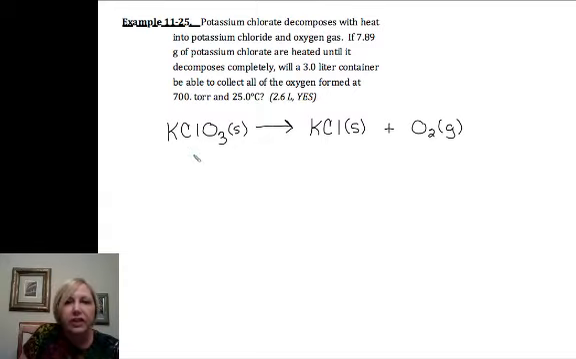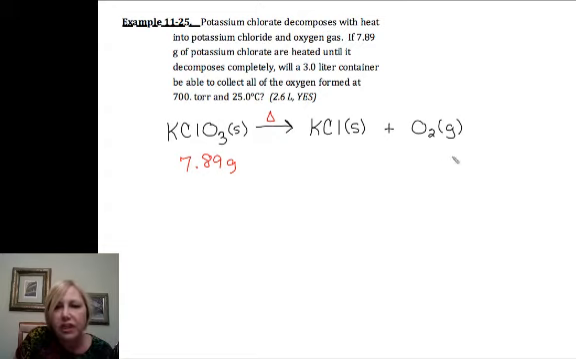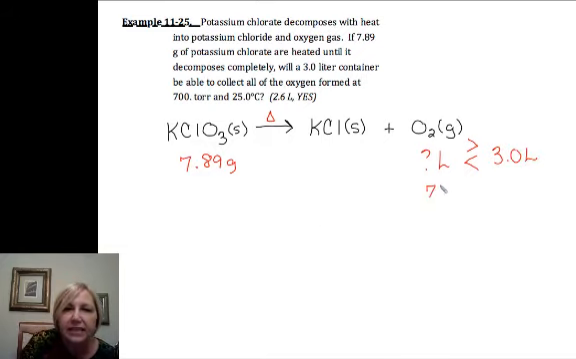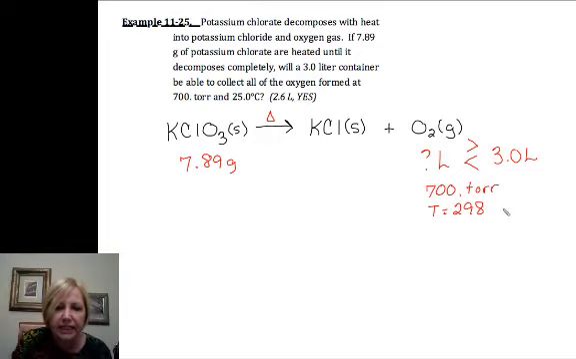So let's write our givens down. I have 7.89 grams of potassium chlorate. I heat it. You can put a triangle over that if you want. And the question is my volume, question mark volume, is it going to be greater than or less than 3 liters? Is a 3-liter container big enough to be able to collect it at 700 torr? I wish we could get rid of that unit, but even in the United States, the semiconductor industry still uses it. Now, notice that I immediately converted this into 298 Kelvin.